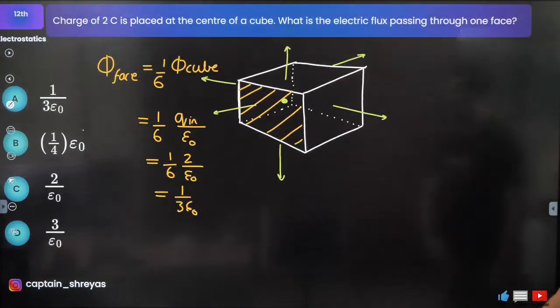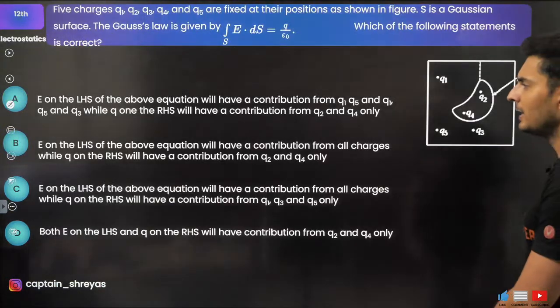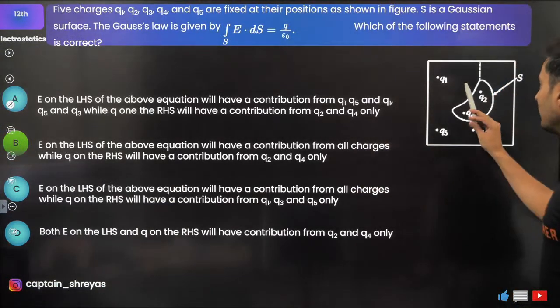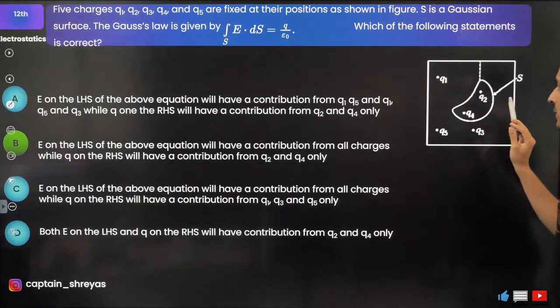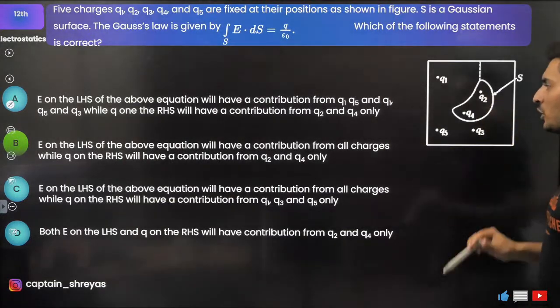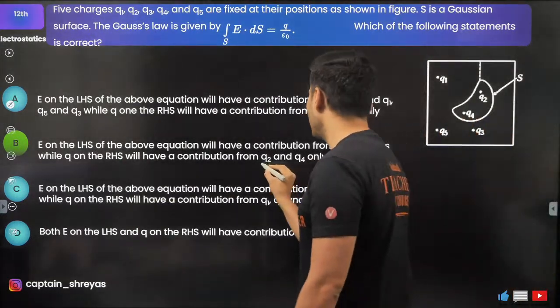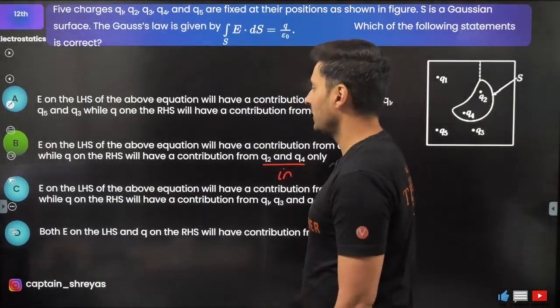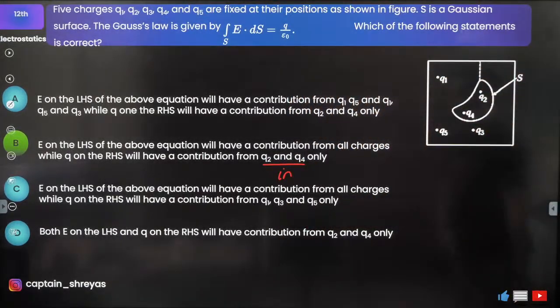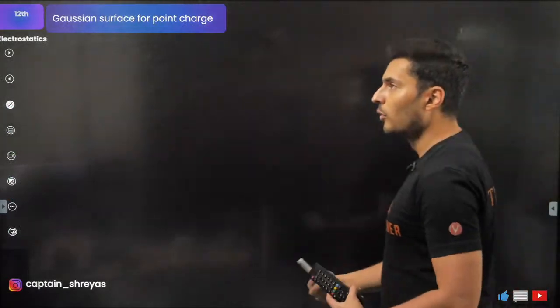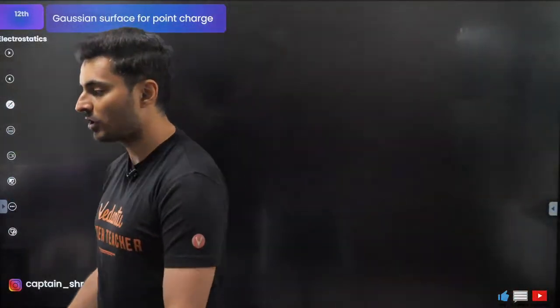Hence, the correct answer for this question will definitely be B. Electric field is because of inside and the charge contribution is only because of Q2 and Q4, which are basically only inside of it. Everybody with me on this? Great. Let's now move to some application problems of Gaussian law.